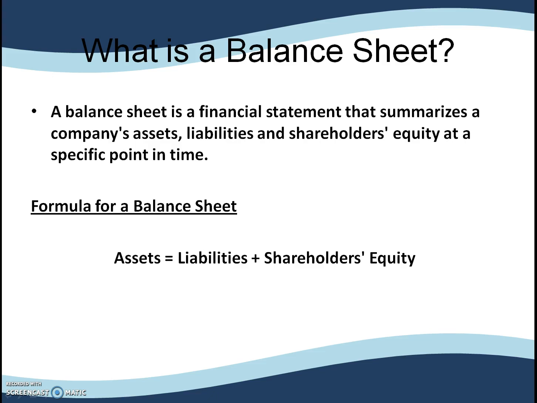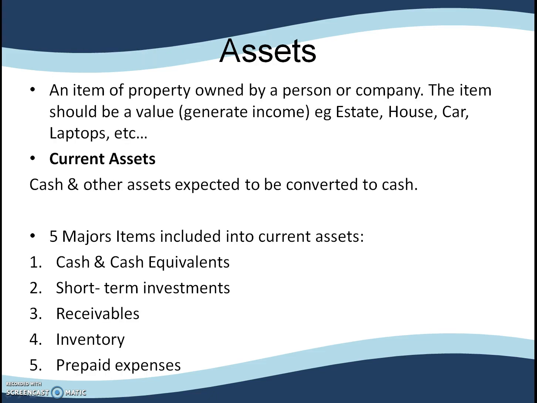Keep in mind that once you have calculated your assets as a whole, your liabilities as a whole, plus your shareholders' equity as a whole, the liabilities plus the shareholders' equity should have the same amount that the assets have. If that's how it is, then your balance sheet has balanced. A balance sheet is broken up into 3 sections. Let's move on to the first.